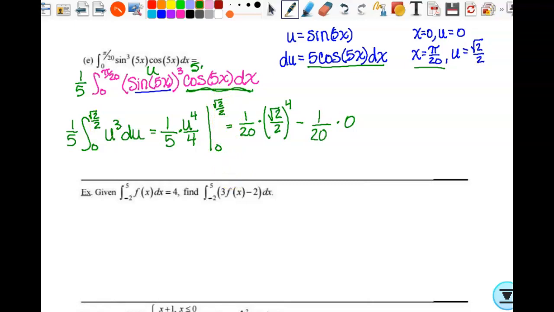We good? Okay. So now, I'm going to have 1 over 20 times, all right, anything to the 4th power, you just square it and square it again, right? What's the square root of 2 squared? Now, answer my question. What's the square root of 2 squared? 2. Square root of 2 squared is 2. Then 2 squared is 4, and 4 squared is 16. Okay? Yeah, 1 over 20 times 4 over 16. 4 over 16 is just 1/4, right? So you get 1 over 80.